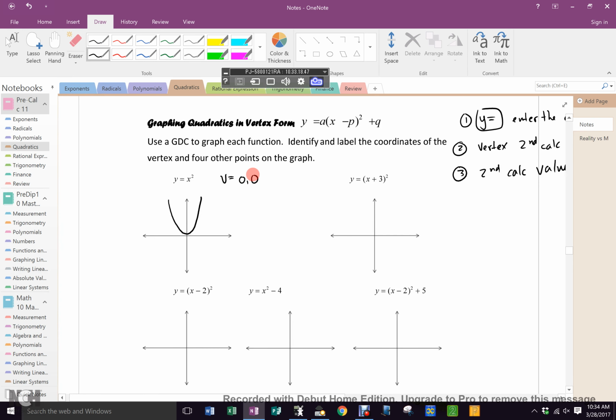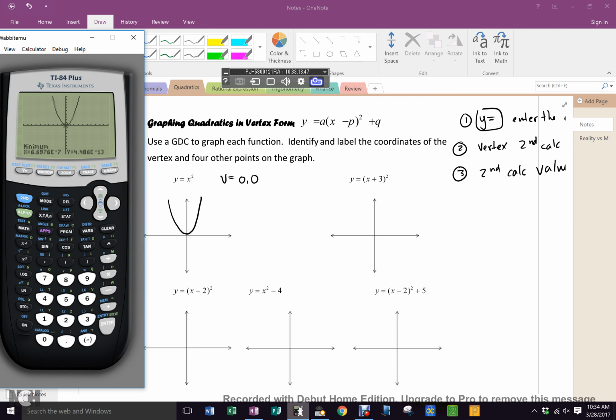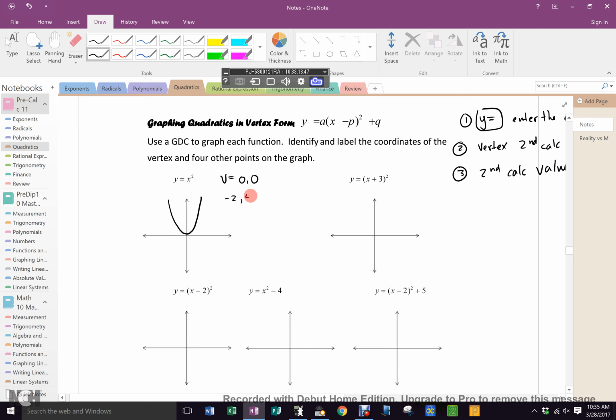And I want 4 other values. Second, calc, value, x. How many do I have to put in? 4 more numbers. Got it? Use 2 negatives, 2 positives. So -2. When x is -2, my y value is 4. So -2, 4. -3, 9, +2, 4.